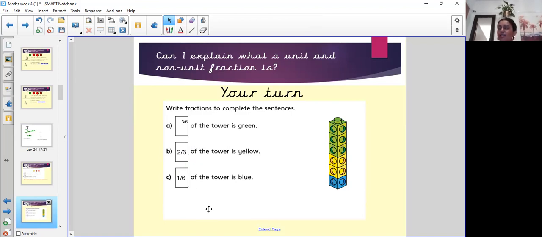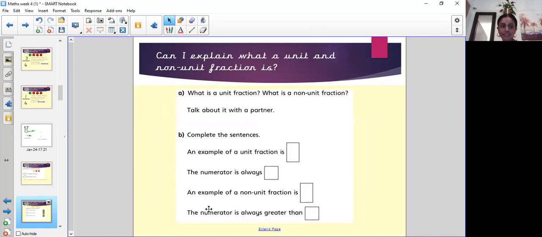Hopefully you've said, Miss Shah, it's not which one, it's which 2 are non-unit fractions, because we've got 2 non-unit fractions here. We've got 3/6 of the tower is green and 2/6 of the tower is yellow. They are both non-unit fractions, and we only have 1 unit fraction, which is 1/6 of the tower is blue, because 1 is at the top, which is our numerator, which makes it a unit fraction.